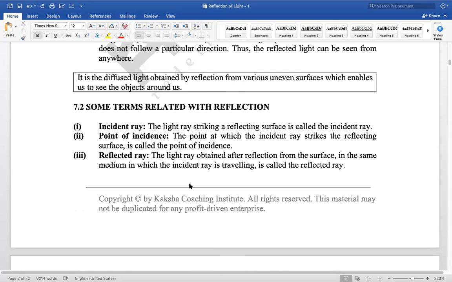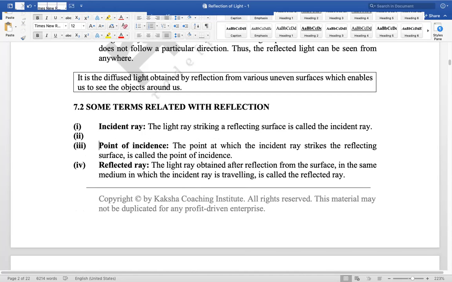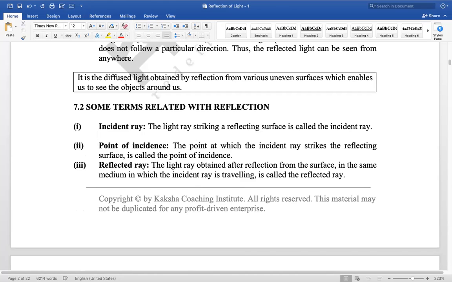Now there are certain terms related with reflection. First is incident ray. So the light ray striking a reflecting surface is called the incident ray. Right. So light ray which strikes a reflecting surface is called the incident ray. Point of incidence, the point at which the incident ray strikes the reflecting surface is called point of incidence.